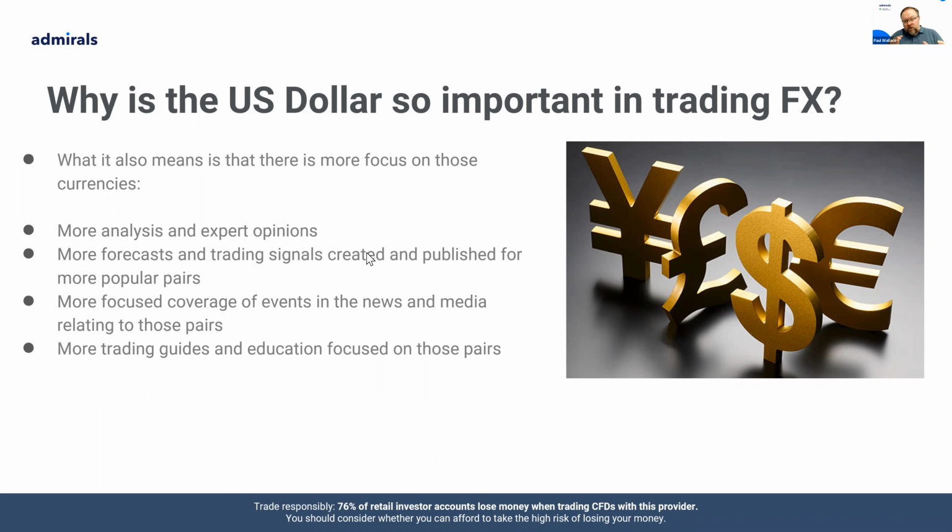What it also means, in terms of those actively traded pairs, which if you remember from our first couple of slides, what are the most actively traded pairs? Well, it's euro against dollar, dollar against yen, pound against dollar, dollar Canadian, Aussie dollar, Kiwi dollar, all majors, all of those trades against the US dollar. What it also means is you get a lot more focus on those particular currencies, which means you get more analysis and expert opinions. That can be both a blessing and a curse.